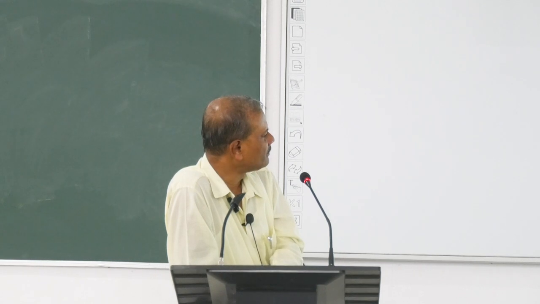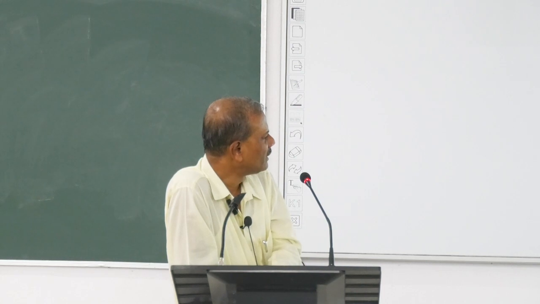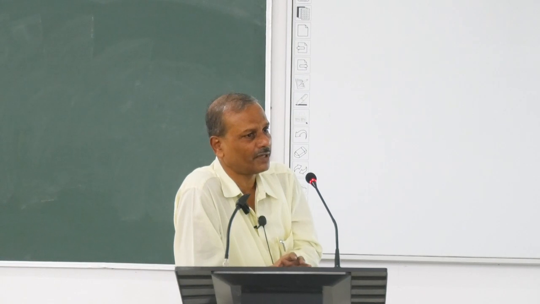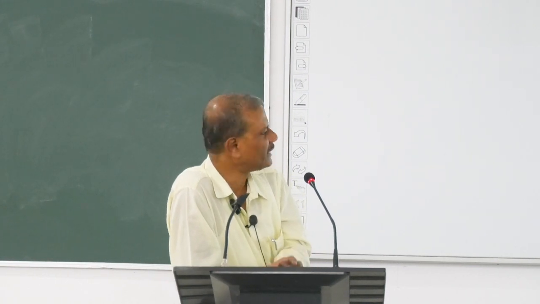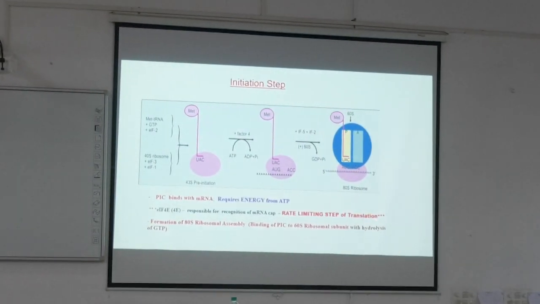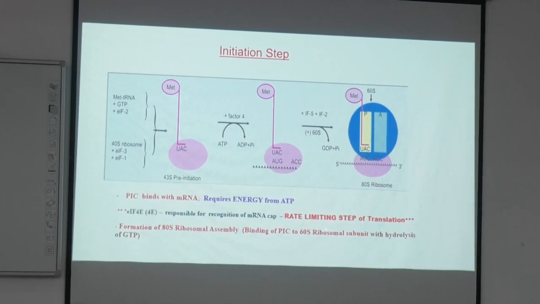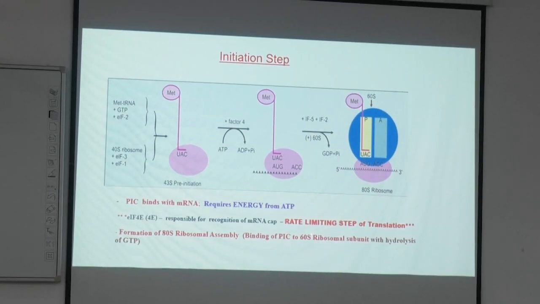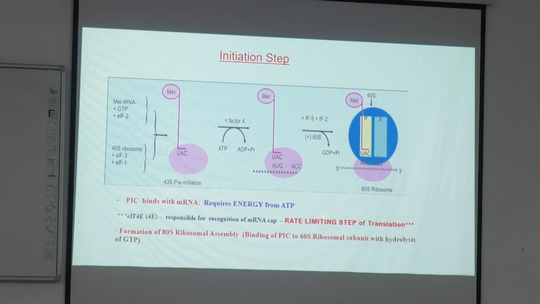So the PIC binds with mRNA, and it requires energy from ATP. It recognizes basically the 5' end of the mRNA, which is methylated and capped, and that is the rate limiting step of translation. This you must remember. If there is no requirement of protein, this capping will not be done, and that is the rate limiting step of translation. So formation of the ribosomal assembly takes place after this has happened.